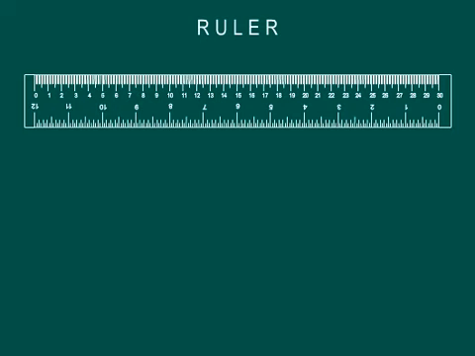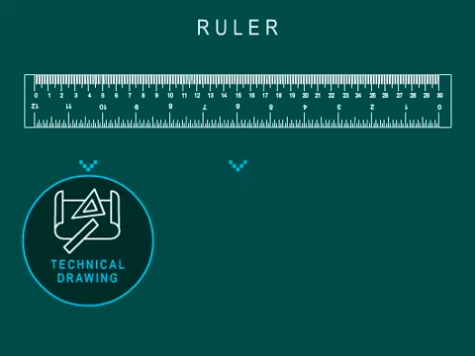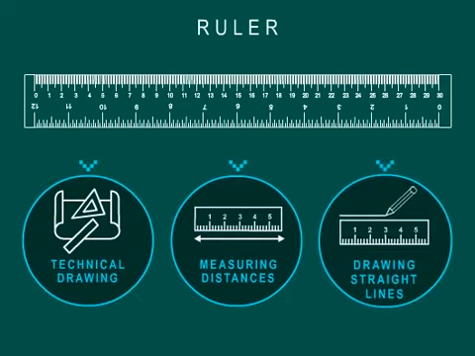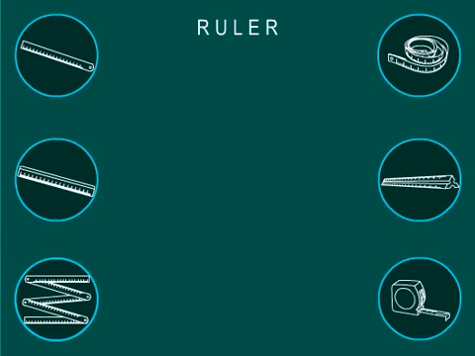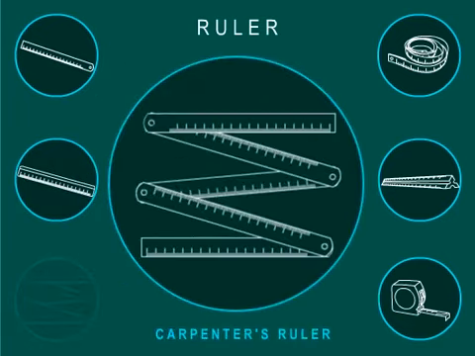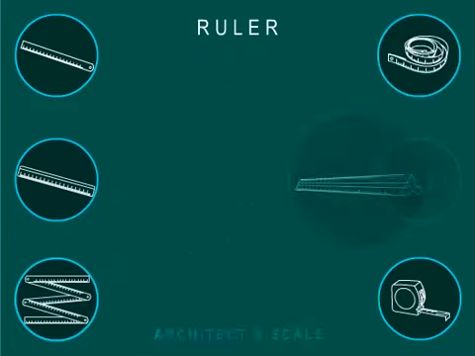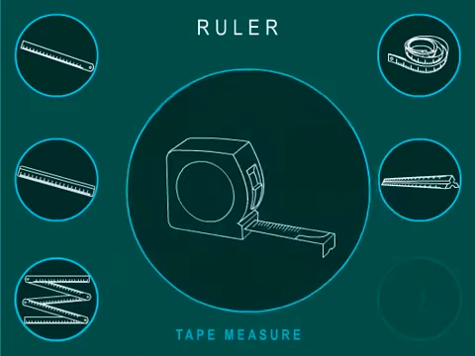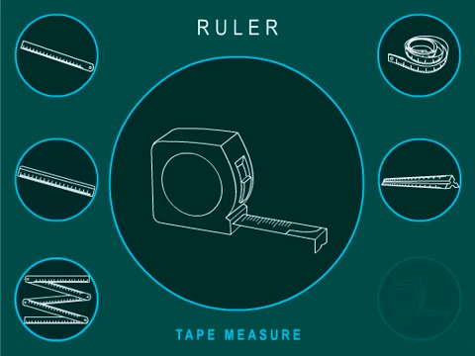It has equally spaced markings along its length and may be used for technical drawing, measuring distances, or drawing straight lines. Rulers can be of many types. Some of them include steel rule, desk ruler, carpenter's rule, seamstress tape, architect's scale, and tape measure.